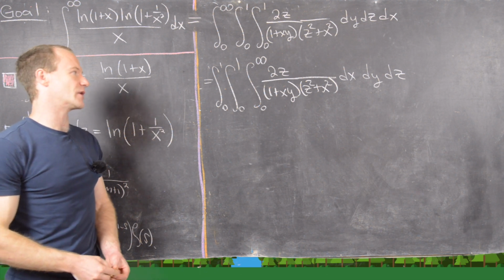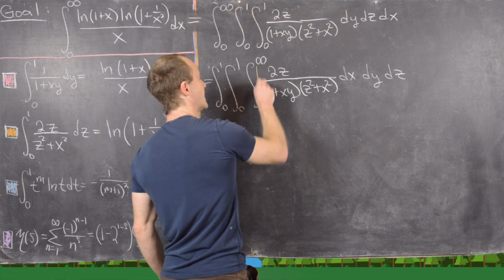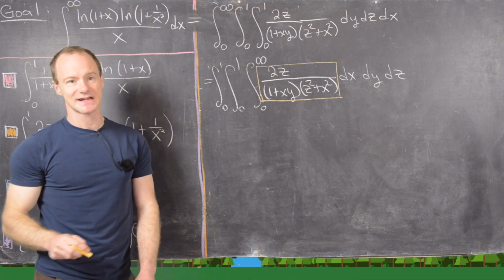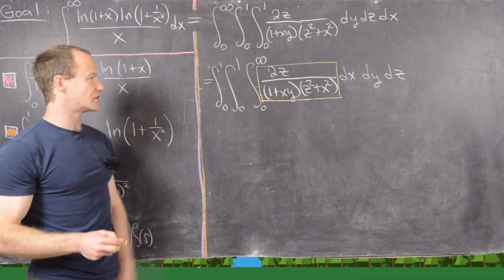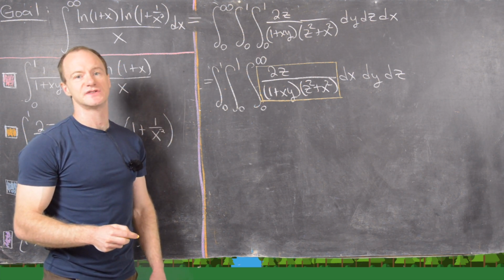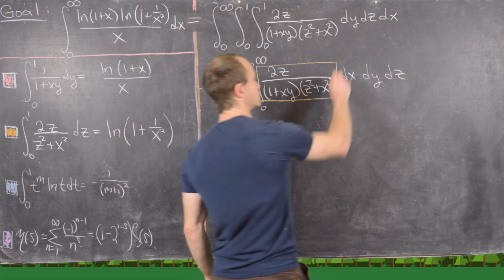Now the next thing that I want to do is look at this integrand as a function of x, and notice that it's a rational function in x, and so that really screams that maybe we should do some sort of partial fraction decomposition.